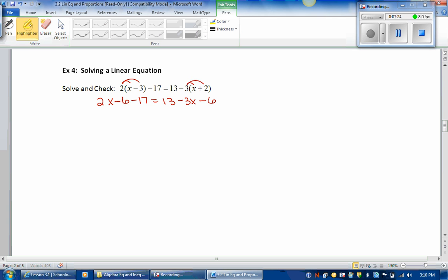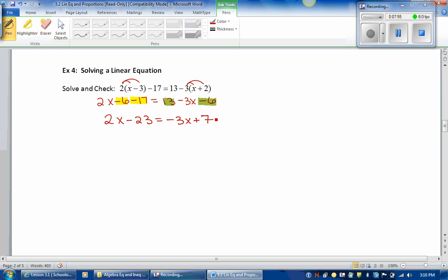Now we're going to combine like terms on each side of my equal sign. Okay? On each side of the equal sign now. So 2x. Signs are the same, so you add the numbers and keep the sign. Minus 23. Negative 3x, right? And 13 minus 6 is a 7.